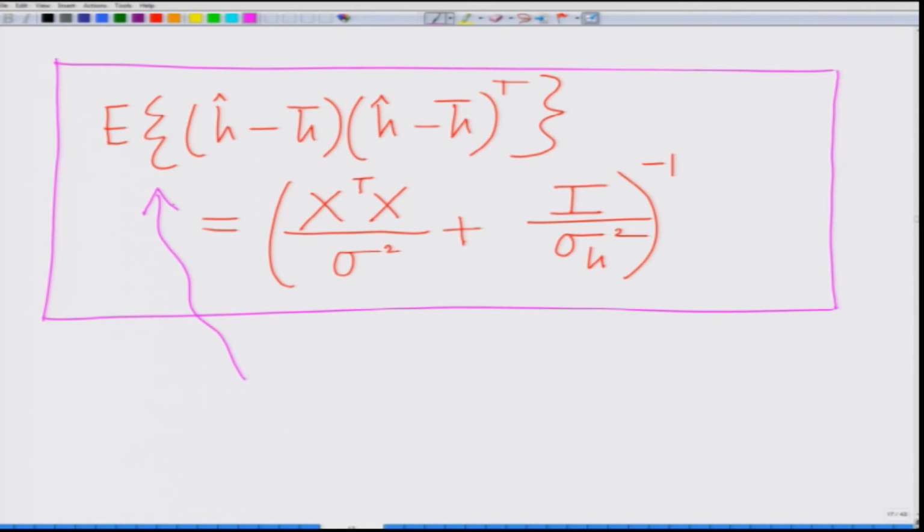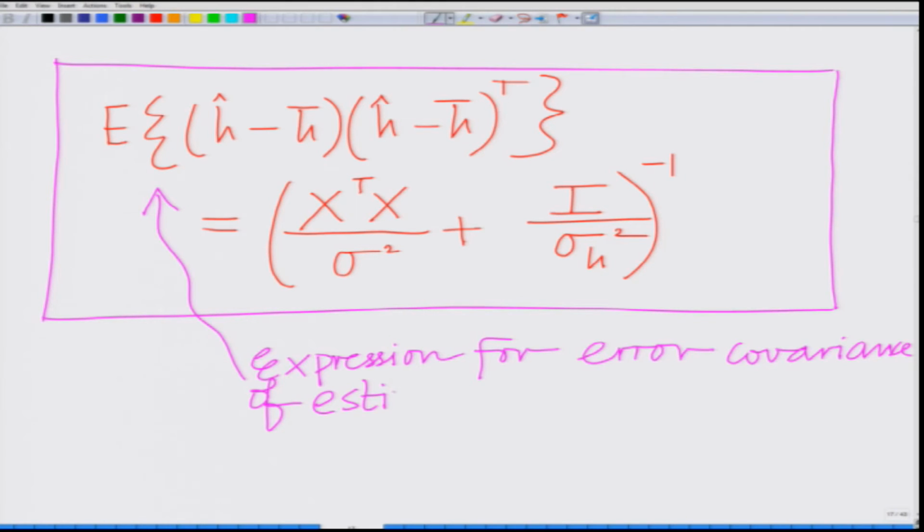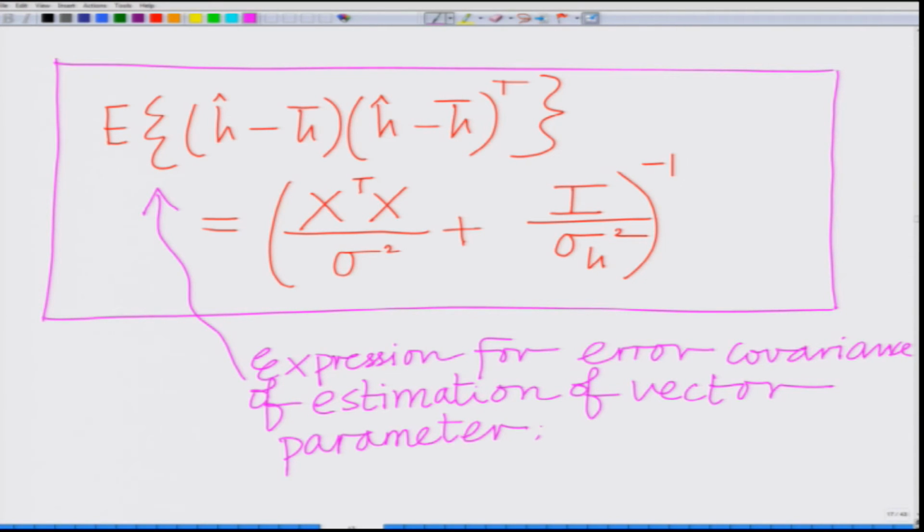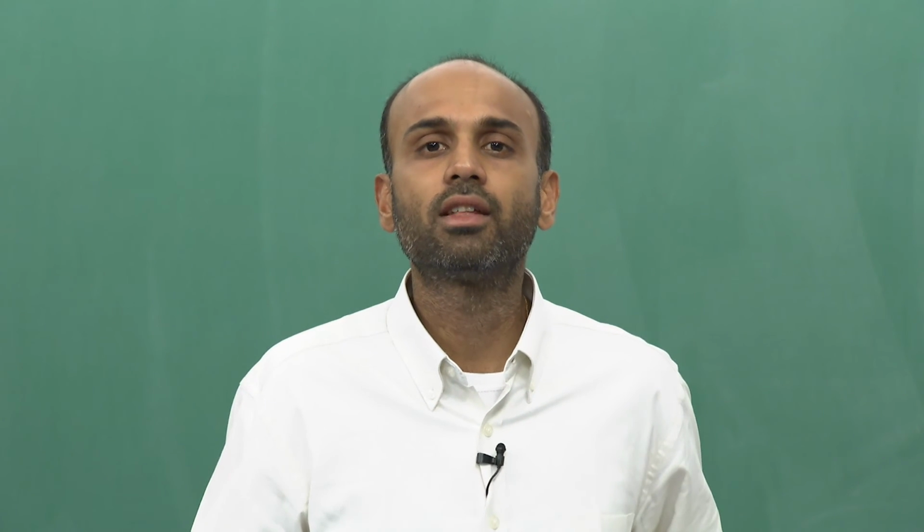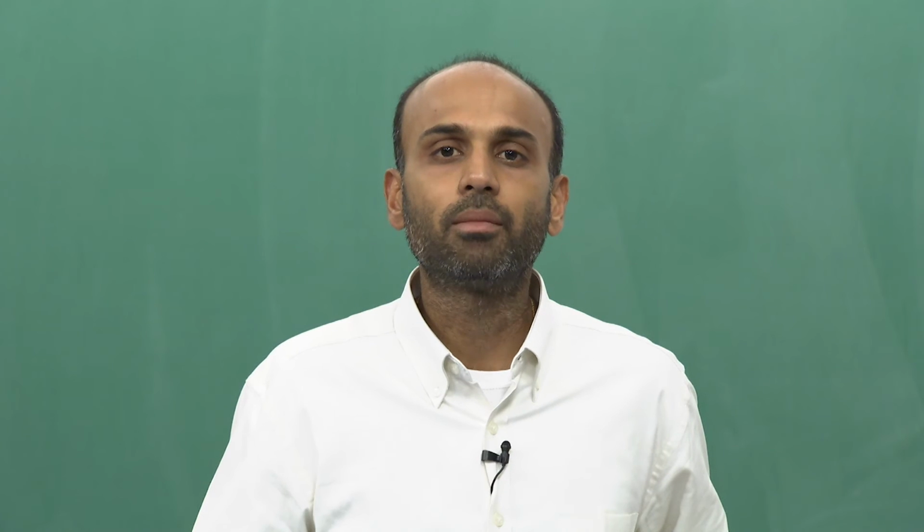So this is the expression for the error covariance of estimation of a vector parameter, that is x transpose x divided by sigma square plus I divided by sigma h square, whole inverse. This is the error covariance for the estimation of a vector parameter.